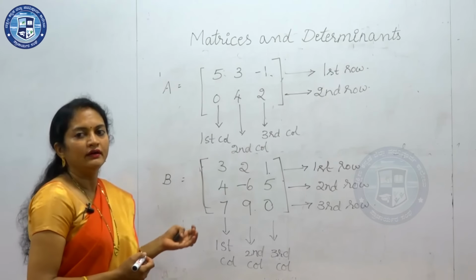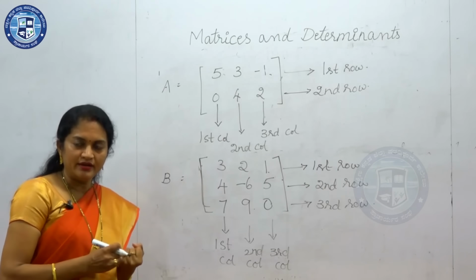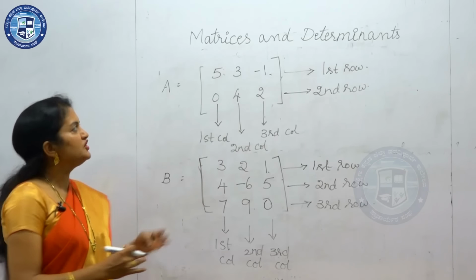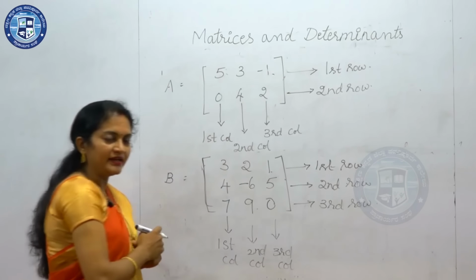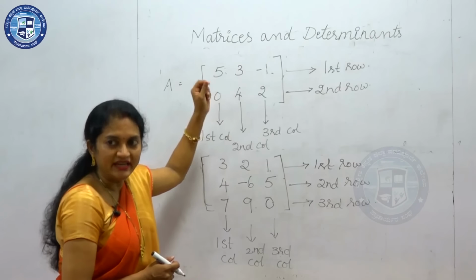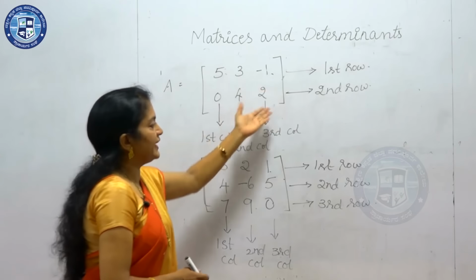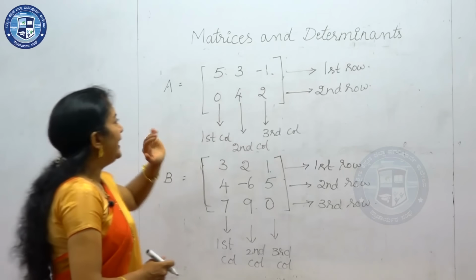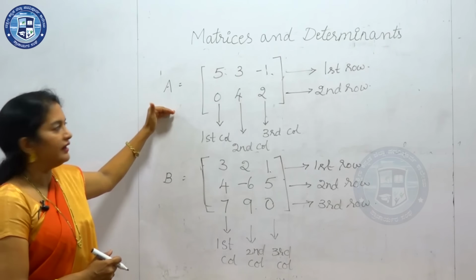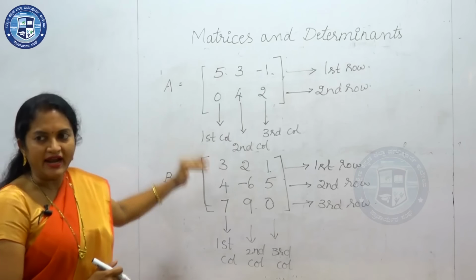Now, we have seen what is a matrix. A matrix is a rectangular array of numbers. Those numbers can be real numbers or complex numbers, which are enclosed in brackets, and the numbers in a matrix are called the elements of the matrix. A matrix has rows and columns, and matrices are denoted by capital letters A, B, C, D, etc. This much we have seen.